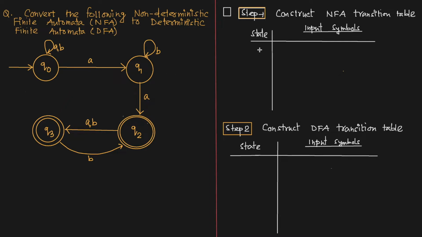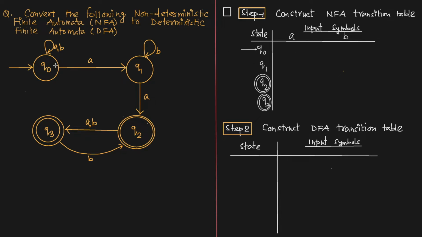So the states are Q0, Q1, Q2 and Q3. Q0 is the initial state, Q2 is a final state, and Q3 is also a final state. The input symbols are A and B.